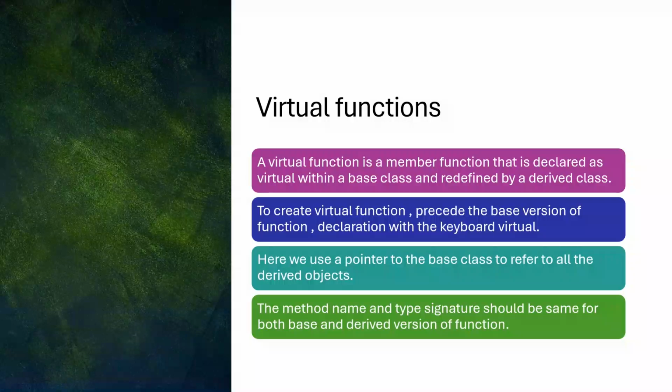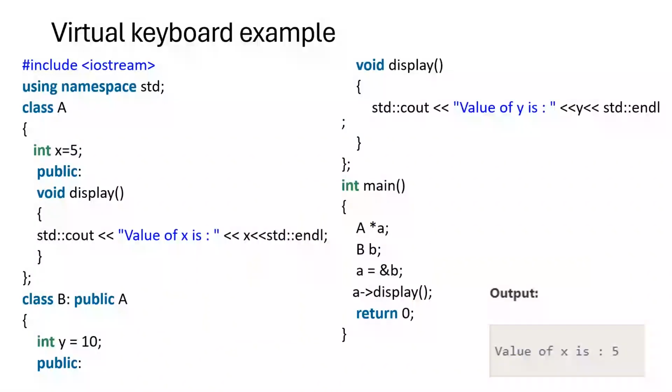By using an example, we can create a virtual function using the keyword. We declare the header file, then declare class A. In class A, we initialize x equal to 5 and a void display function, which displays the x value. Next, we create the class B. Here we declare and initialize the y variable and display the y value.